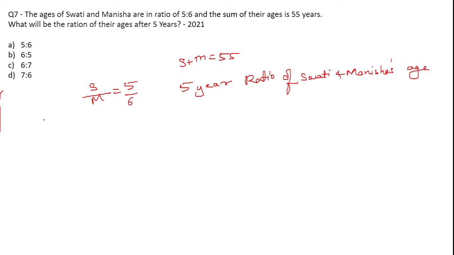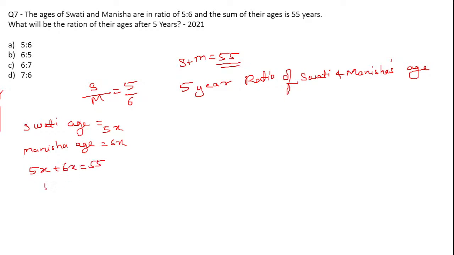So let's consider Swati's age to be 5x, Manisha's age equals 6x. Correct. And they have given the sum of their ages, that is 55 years. So we can write the equation as 5x plus 6x equals 55. So here comes 11x equals 55, then x equals 55 upon 11, that is 5. So we got the value of x, that is 5.